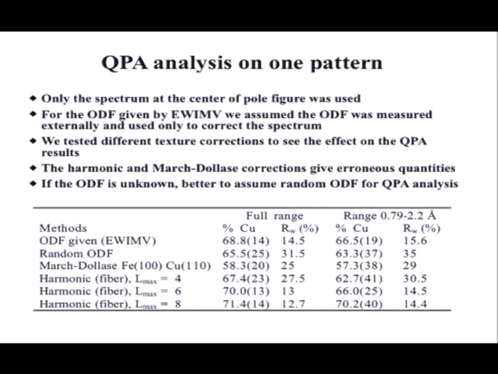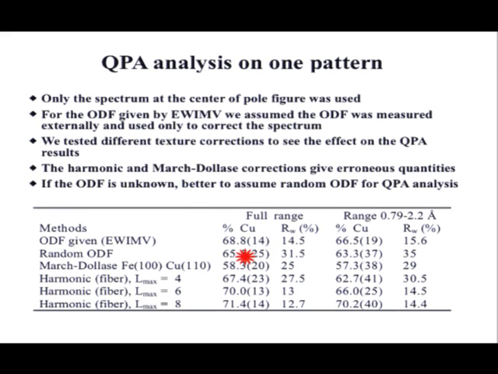Then I started from that one, assuming I want to do a quantitative phase analysis only with that pattern, applying all the methods to see what is happening. I also divided it into two ranges, using the full range, which is very big, or a reduced range from 0.79 to 2.2. If I can correct with the true ODF, I should get 66.7% to get the correct one. And so you are near there, with one pattern, if you can correct for the true ODF.